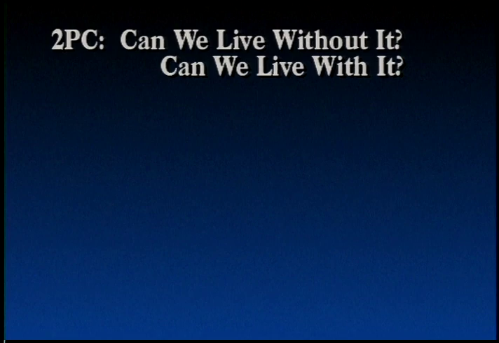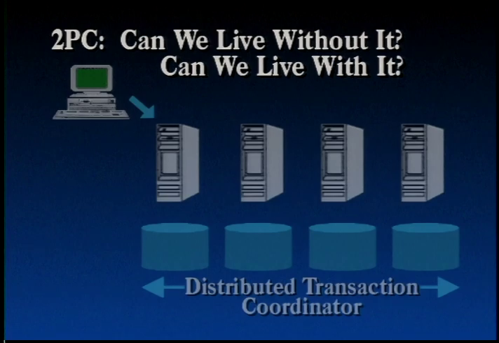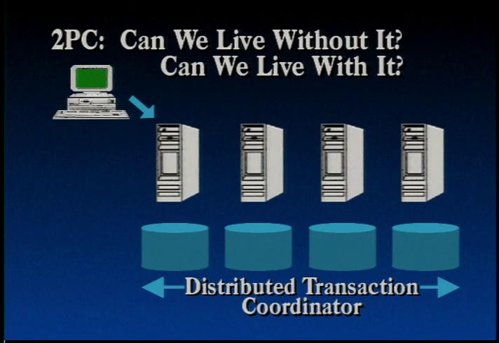It turns out that when I ask people why they think distributed processing can't be done, one of the terms that comes up amazingly quickly in the conversation is two-phase commit. And most people say to me something like this: two-phase commit. Can we live without it? And then on the other hand, if we had it, can we live with it? The reason they ask if they can live without it is because many people believe that two-phase commit, which is a coordination technology for allowing multiple databases to work together in processing a single transaction, is not broadly available.